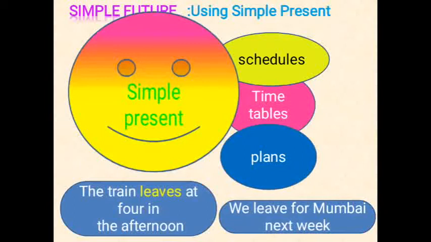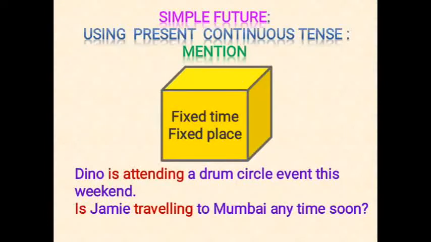The first sentence talks about the schedule or the timetable of the train, and the second sentence talks about the plan in the future. In both these sentences, the verb used is in simple present tense, but it expresses the simple future. Now, simple future tense can also be expressed using the present continuous tense.